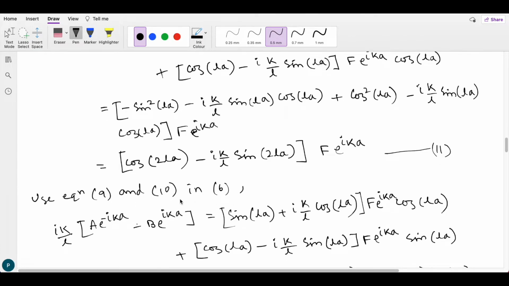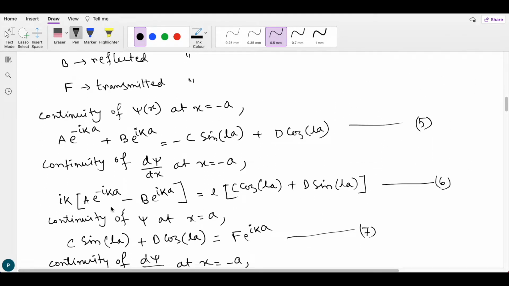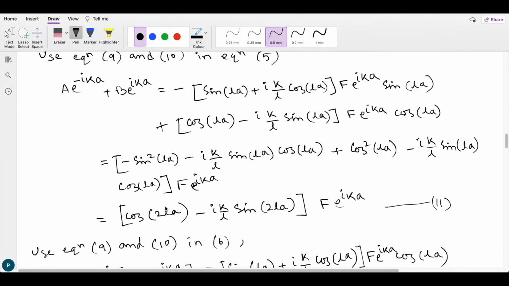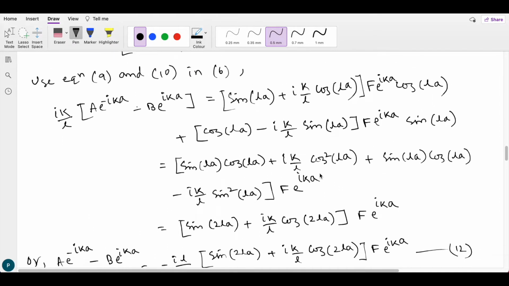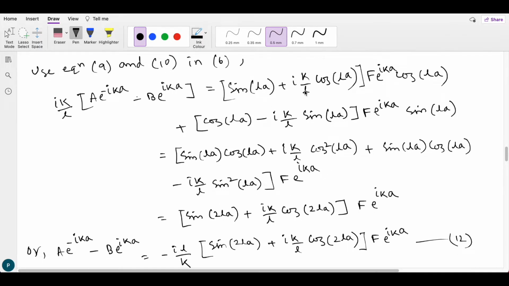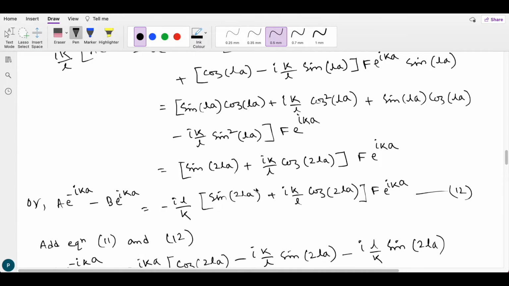Then again, we use equations 9 and 10, that is the values of C and D, in equation 6. What is equation 6? The equation we got after using the continuity of the first derivative of psi at x equals minus a. We get equation 12. Just put the values of C and D and do some algebraic simplification. You can see the screen how I have simplified the equation. It is crystal clear. You can get equation 12.